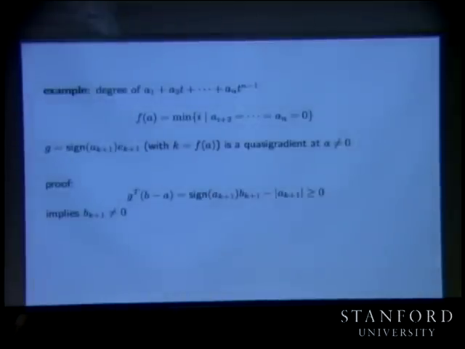And here you can just work out what it is. It turns out you can just take the sign of the k plus first coefficient in the k plus first position. And you can actually just check. That's quite straightforward because you get g transpose (b minus a) is, well, g transpose just picks out the k plus first component and multiplies by the sign of a_{k+1}. So this will do the trick. And of course, this will imply that b_{k+1} is not 0. And if b_{k+1} is not 0, that implies that the degree of b is at least k plus 1, which is bigger than k. So that's how that works.